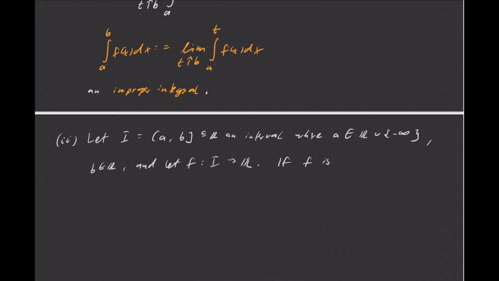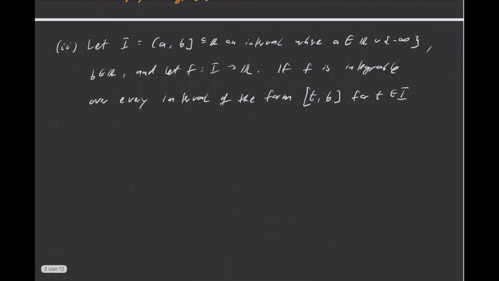Now, if f is integrable over every interval of the form [t, b), where t is now the left bound, then we can again let t go to a, this time from above, and if that limit exists, we call it the improper integral.